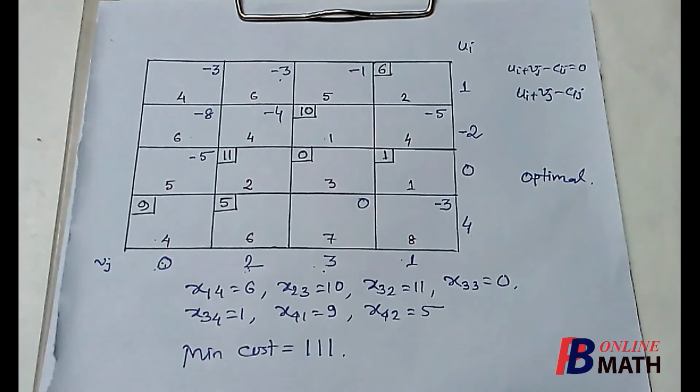So this is the required minimum cost and this is the final optimal solution. So in this part, we have learned how to find the final optimal solution from the initial basic feasible solution by using UV method. In the next part, we shall find the solution of an unbalanced transportation problem.